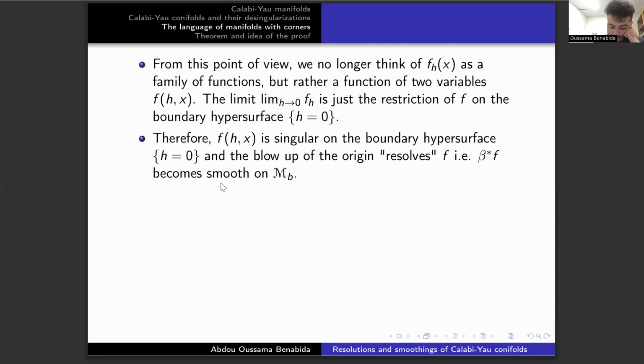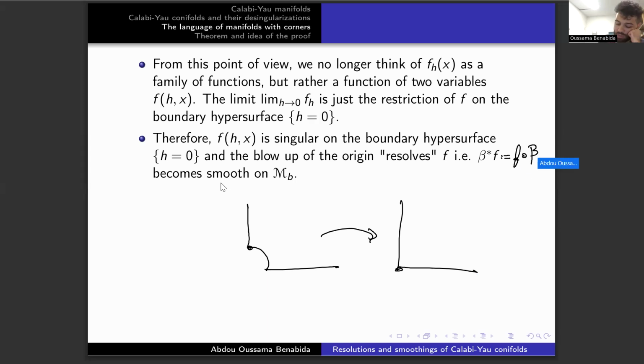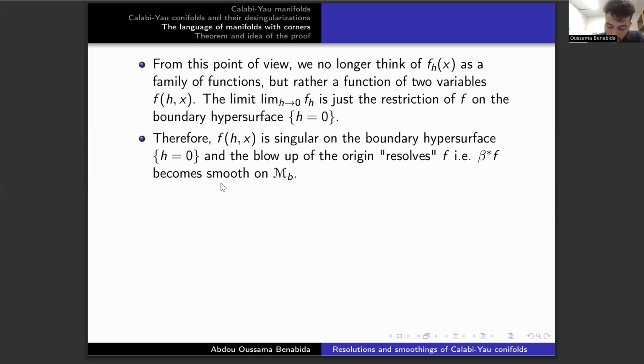And the blow-up of the origin resolves f, which means that if we look at beta star f, which means f composed with beta, this will be defined everywhere except from here, but it can be extended in a natural way by taking the limit. The limit is well defined, and the resulting beta star f is actually smooth on this new space.